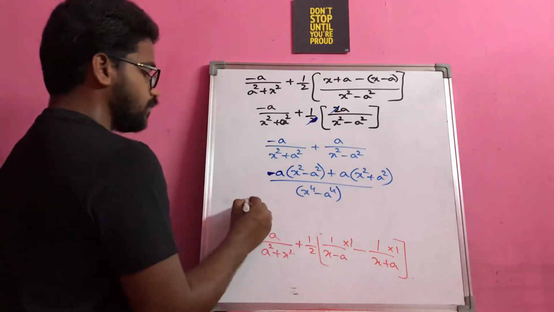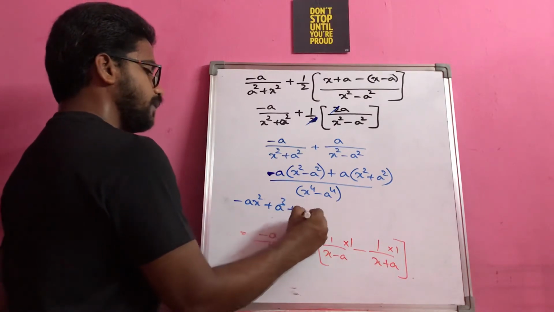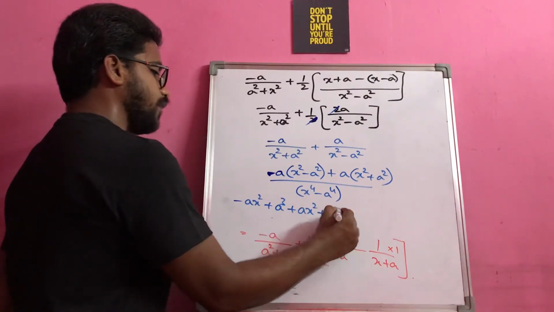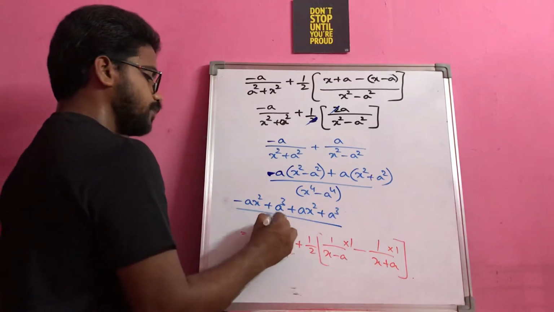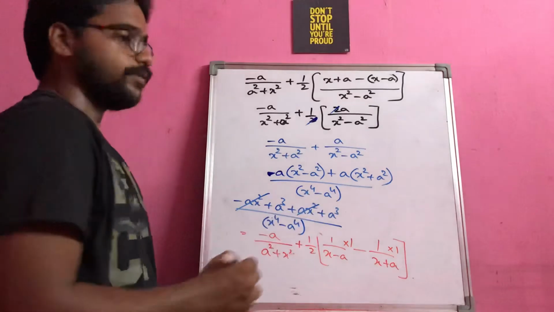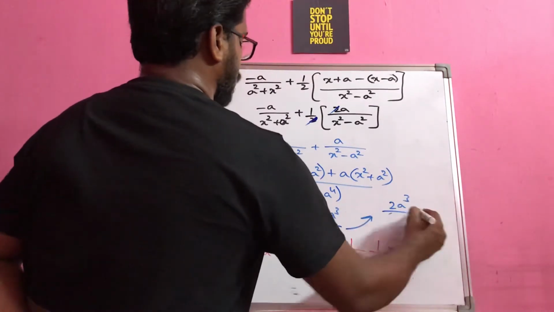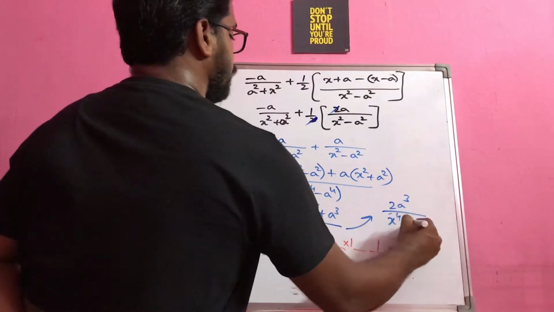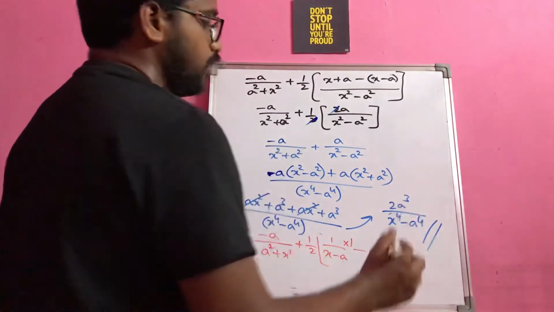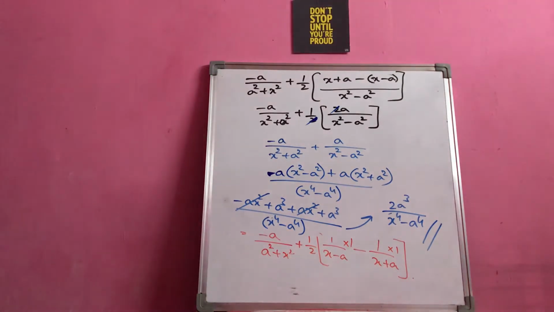If you do the further simplification, minus ax square plus a cube plus ax square plus a cube divided by x power 4 minus a power 4. This minus x square plus x square will get cancelled. Finally you are getting 2a cube divided by x power 4 minus a power 4. This is your required dy by dx. So this is how you have to do the further calculation, depends on your requirement.